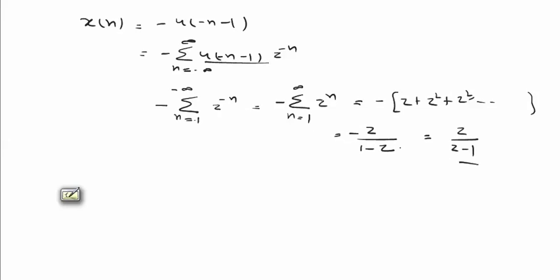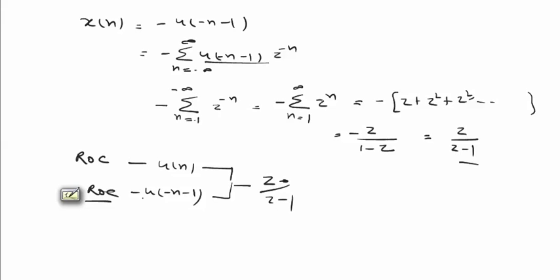Rearranging this term, it is the same as u n, which means u n and minus u of minus n minus 1 both have the same Z transform, z upon z minus 1, but the difference is the ROC. In the u n case the ROC is greater than 1. In this case, what is the ROC? Z is less than 1. In both cases only the ROC differs, the remaining terms are the same.